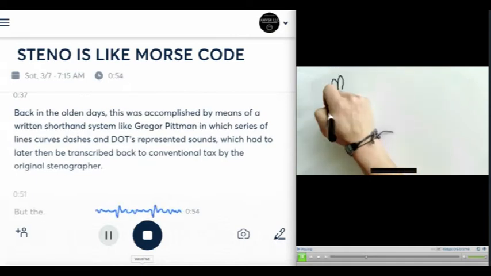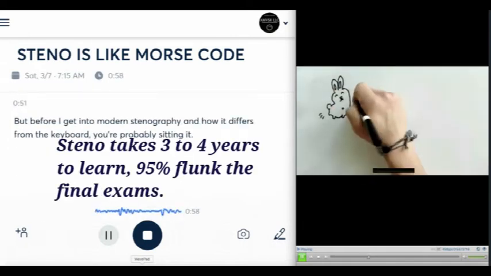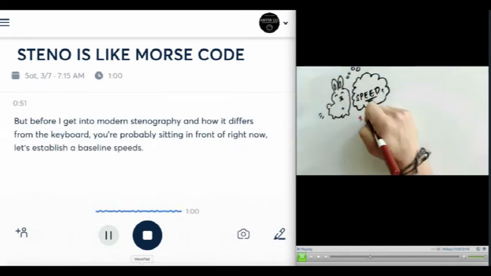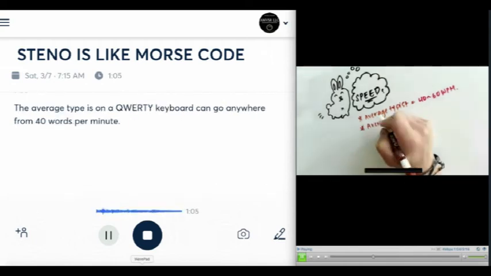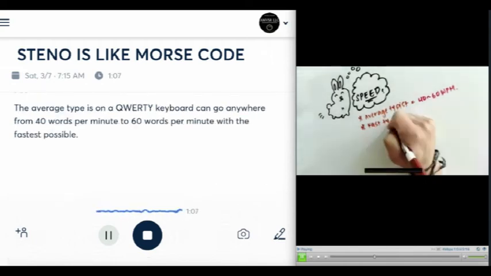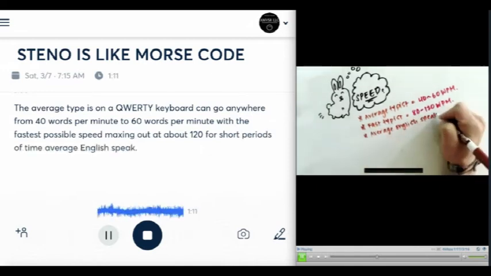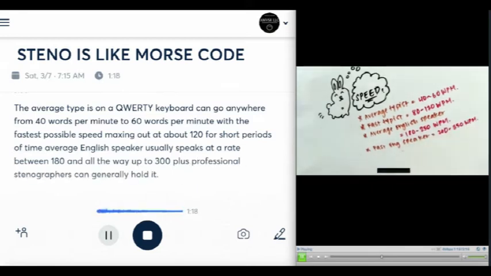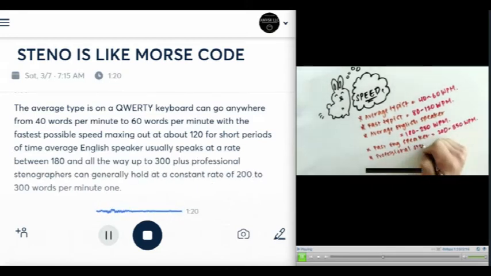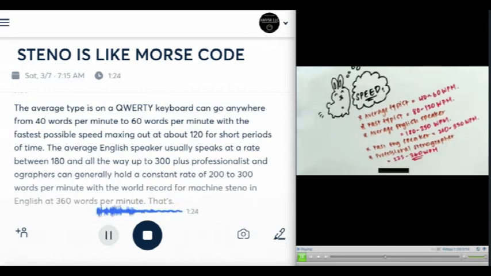But before I get into modern stenography and how it differs from the keyboard you're probably sitting in front of right now, let's establish some baseline speeds. The average typist on a QWERTY keyboard can go anywhere from 40 words per minute to 60 words per minute, with the fastest possible speed maxing out at about 120 for short periods of time. The average English speaker usually speaks at a rate between 180 and all the way up to 300 plus. Professional stenographers can generally hold a constant rate of 200 to 300 words per minute, with the world record for machine steno in English at 360 words per minute. That's 6 words per second.